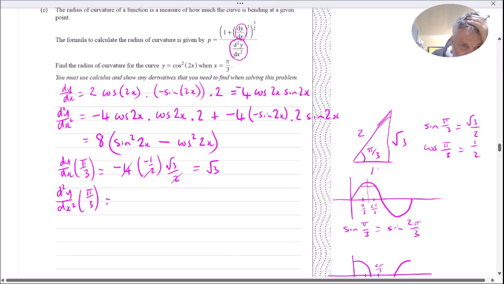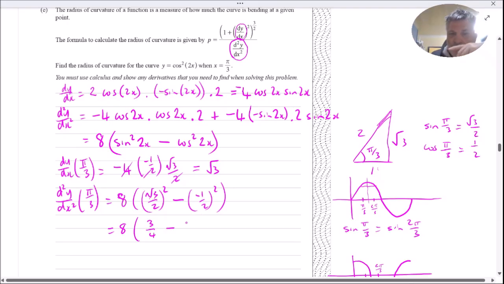The second derivative evaluated at this point is 8 times sine squared. Sine is root 3 over 2 squared, and then minus the cosine squared, which was negative 1/2 squared. That's 8 times 3 over 4 minus 1 over 4. So that's 1/2 of 8. Looks like it's going to be 4.